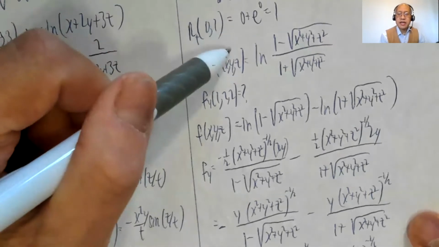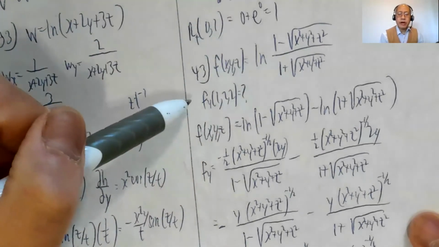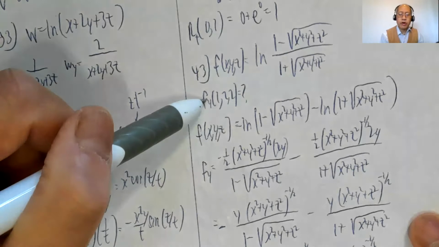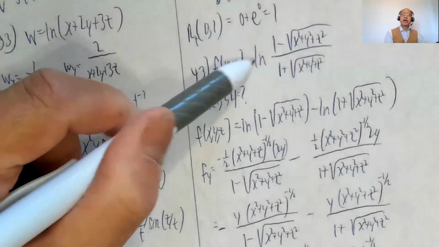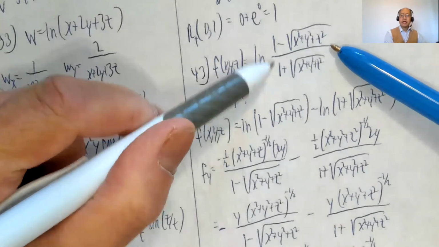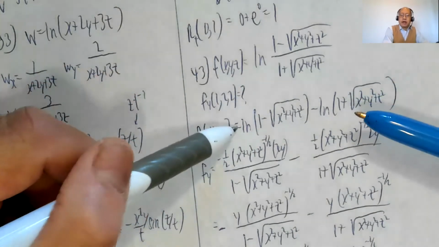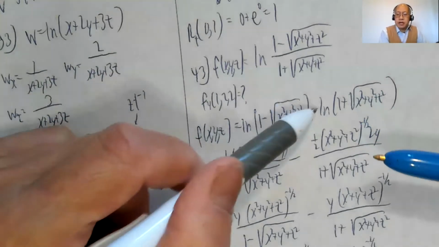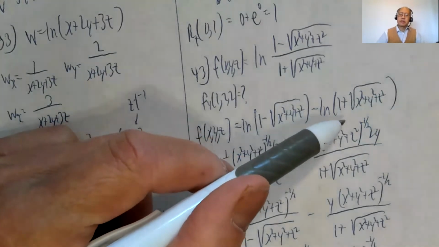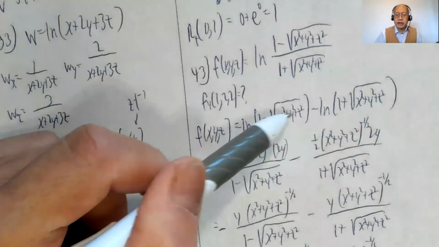43, f of x, y, z is this stuff. They want the partial with respect to y at 1, 2, 2. So first, before I do this, take the properties of logs. Ln of a quotient is ln of the top minus ln of the bottom. Ln of 1 minus radical x squared plus y squared plus z squared minus ln of 1 plus radical x squared plus y squared plus z squared. And in case you're wondering, no, you can't do anything more with this.